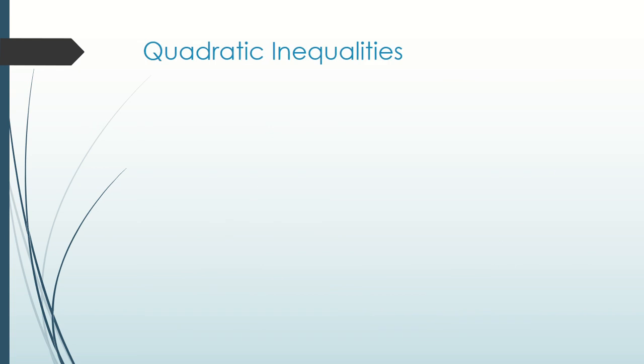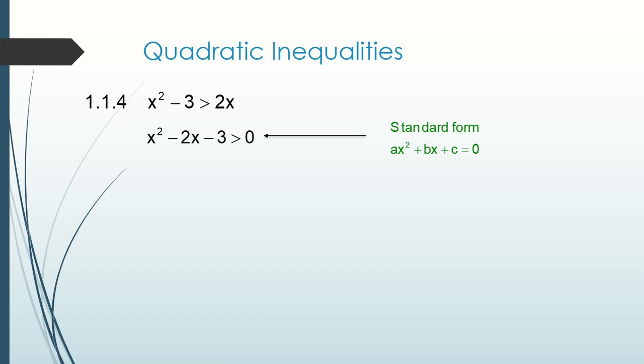The next question is an inequality question, a quadratic inequality. Firstly, we are given a quadratic inequality which is not in standard form. So our aim is to get it to standard form. We transpose the 2x and we have minus 2x, and now we have standard form.